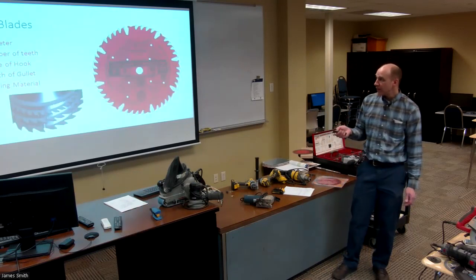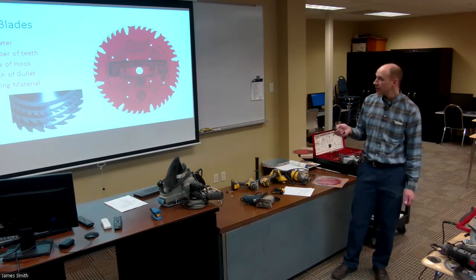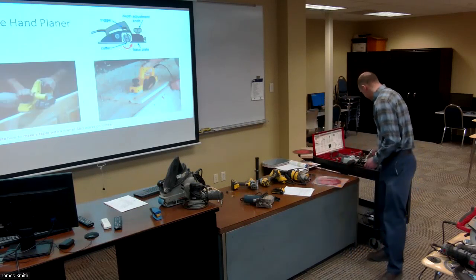we've talked about the different types of blades: high-speed steel, carbide. You've got your ripping. This is what you call a combination rip and crosscut. And so these are kind of nice. All right, portable hand planers.